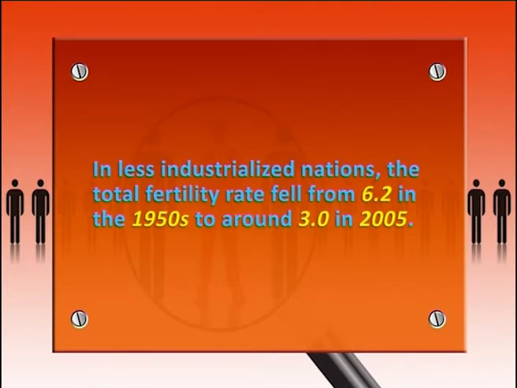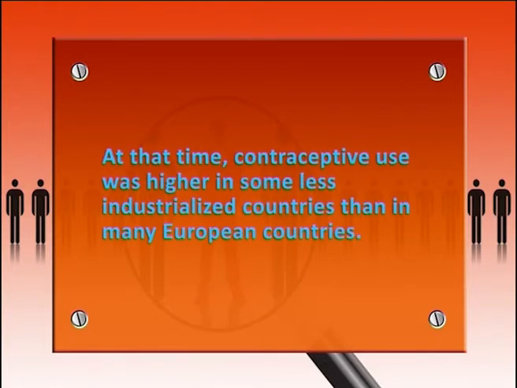In less industrialized nations, the total fertility rate fell from 6.2% in the 1950s to around 3% in 2005. At that time, contraceptive use was higher in some less industrialized countries than in many European countries.